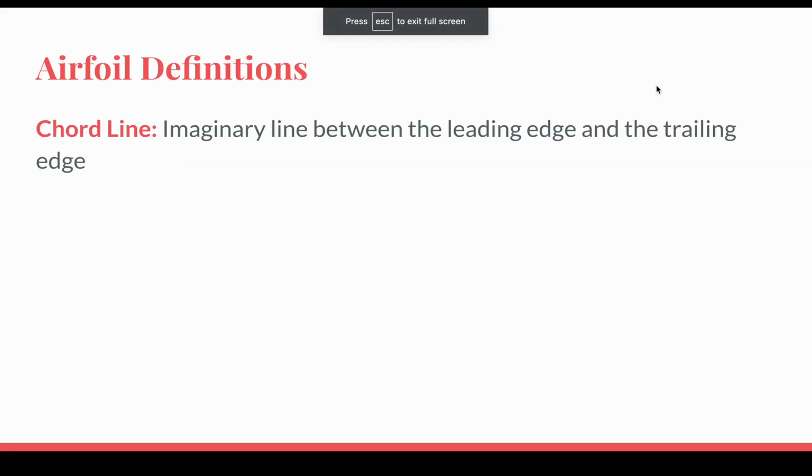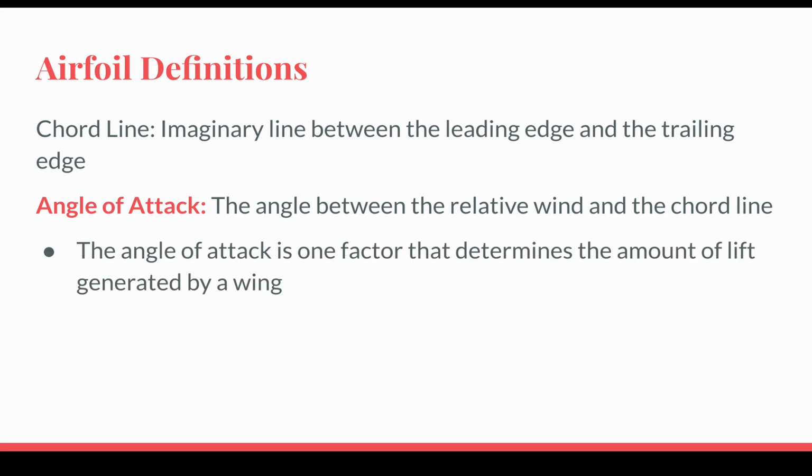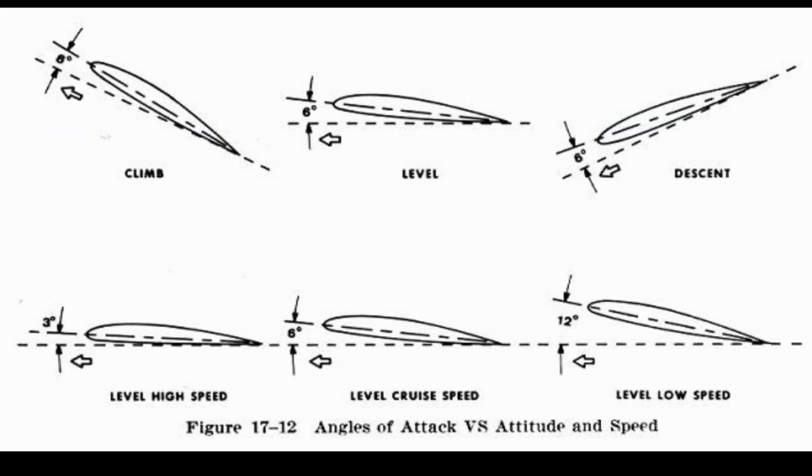So here's some definitions. Chord line, imaginary line between the leading edge and the trailing edge. Angle of attack. This is the angle between the relative wind and the chord line. It's one factor that determines the amount of lift generated by a wing. So here's some different images of angles of attack. We'll go over those in class.